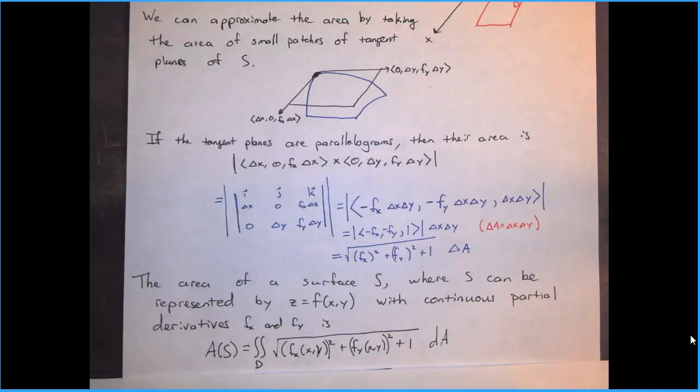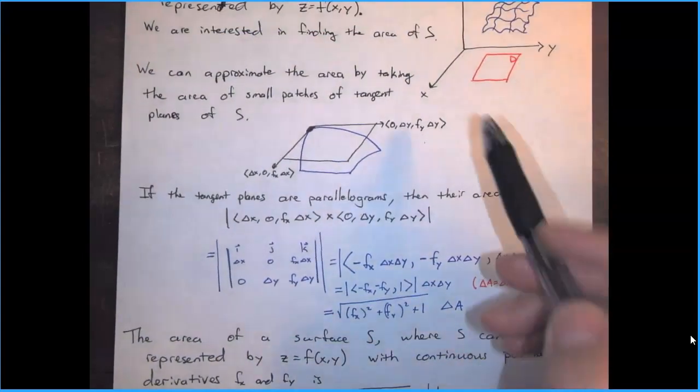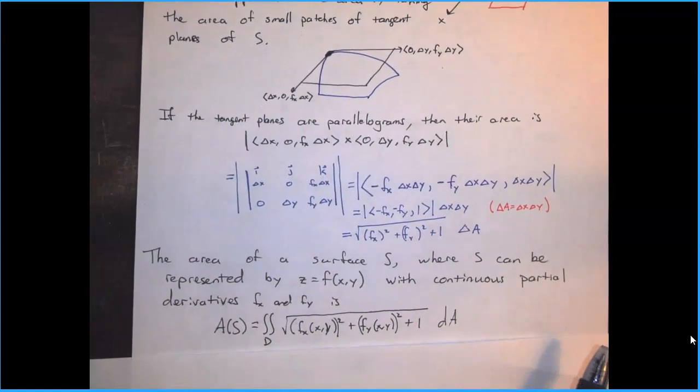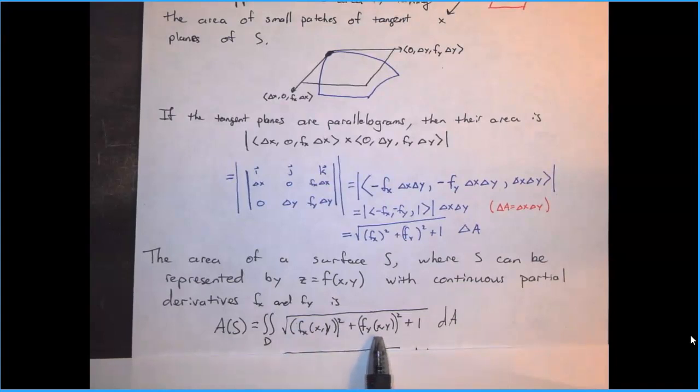So the area of a surface S, where S can be represented by a function of two variables, x and y, with continuous partial derivatives. So we assume that the first order partial derivatives of f are continuous, is this double integral. The integral over D, which remember D was the region in the xy plane where our surface was defined, of the square root of the partial derivative of f with respect to x squared, so this is going to be some function of x and y, plus the partial derivative of f with respect to y squared, again some function of x and y, plus 1.